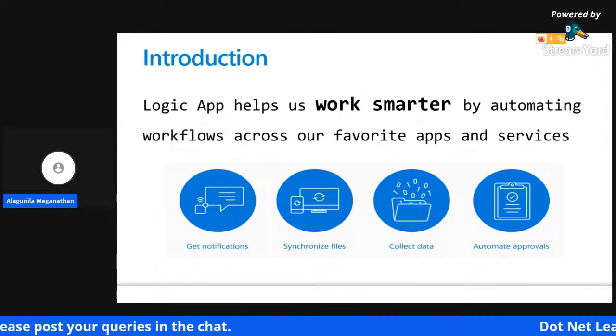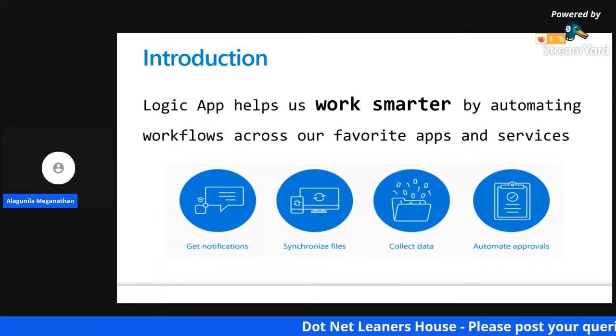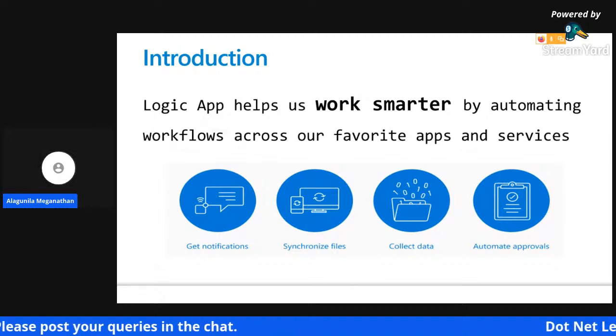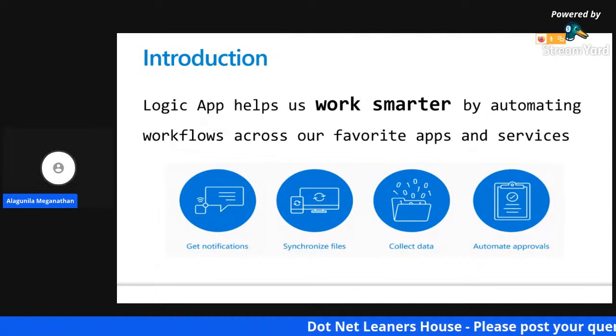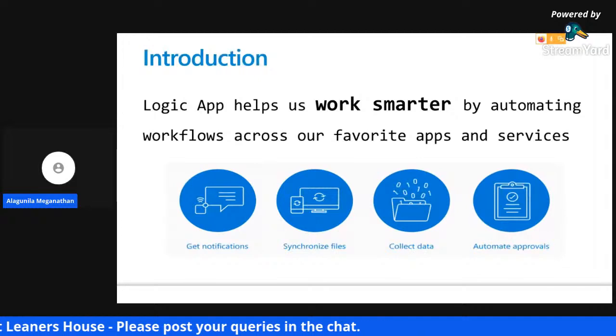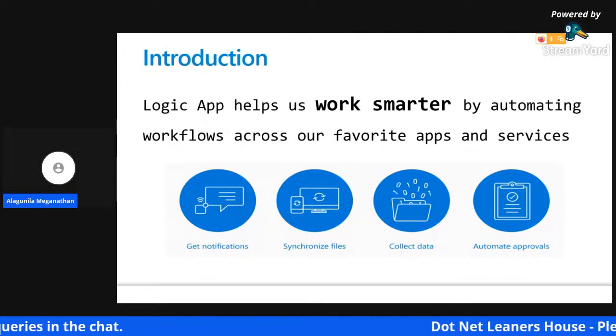Okay, so whenever you receive an email with an attachment, you need to store that particular attachment to your OneDrive or Google Drive. It means it connects those services and does such work for you. Okay, so this is like that. It connects the services and creates a workflow. Okay, so we can use it for getting notifications, we can synchronize files, we can collect data, and we can also create automated approvals using the Logic App.